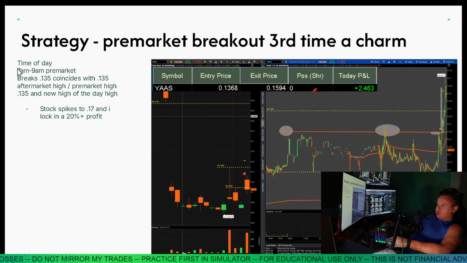So it's important to show up between 7 a.m. and 9 a.m. And pretty much, it's the third time a charm pattern. You're going to see this pattern multiple times.